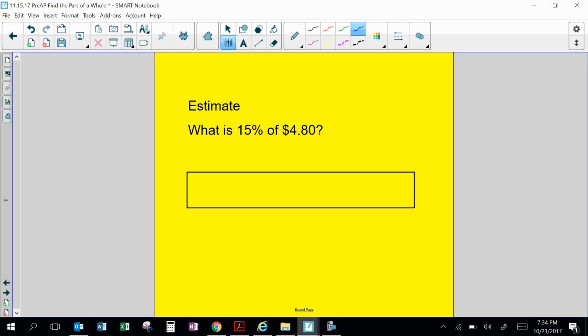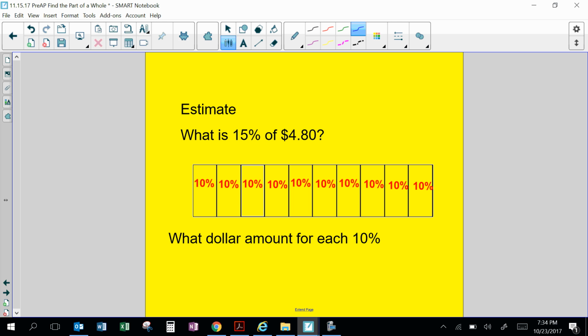So this percent bar represents 100%. If I broke it into 10 equal parts, like so, then each section would be 10%. So $4.80 divided into 10 equal sections. 10 goes into 48 4 times. 10 goes into 80 8 times. So every 10% represents 48 cents.